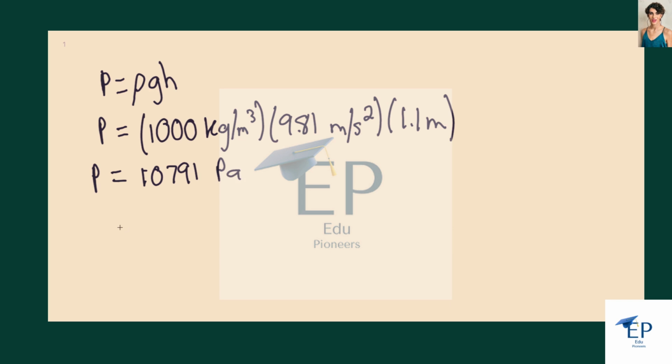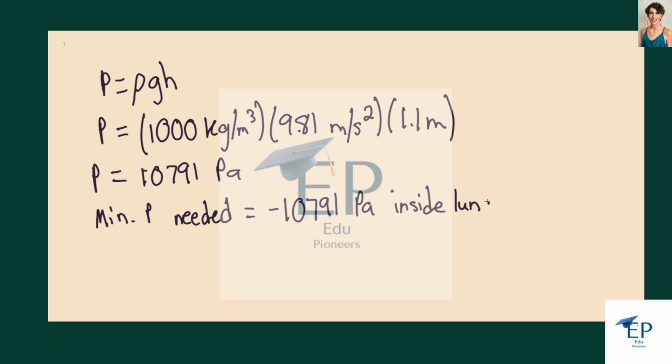This is going to be 10,791 pascals. So the minimum gauge pressure needed, so the minimum P needed, would be negative 10,791. And this would be the gauge pressure needed inside the lungs. Now, this is going to be negative because the water must rise up.